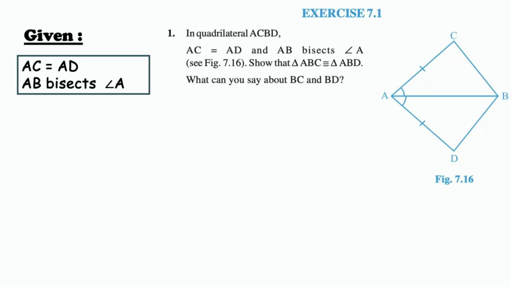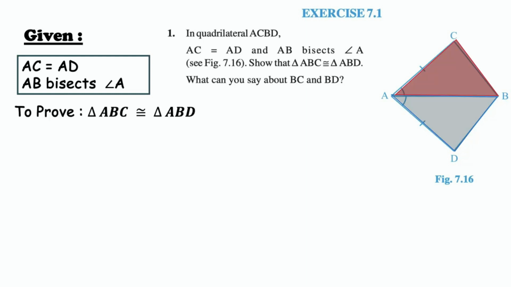Given that AC equals AD and AB bisects angle A, in this question we have to prove that triangle ABC is congruent to triangle ABD, and we have to say something about the sides BC and BD. Let's do the first part. How can both triangles be congruent, or which criteria can we use?